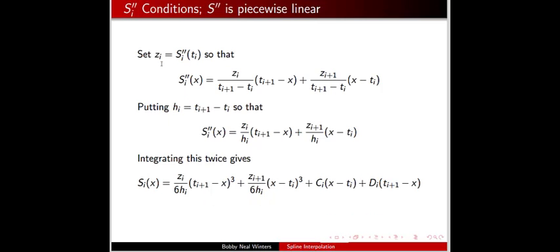We're going to use it here because we're going to first set our S double prime condition, since our S double prime is going to be piecewise linear. And so we can say that S double prime of x will be equal to this line function, and defining it like this, they will match up. To make this less unwieldy, set h_i equal to t_{i+1} minus t_i and roll that in. Those derivatives are a pain, so we integrate twice at the price of these constants on the end. If you don't believe that's what integrating does, you can do it yourself.